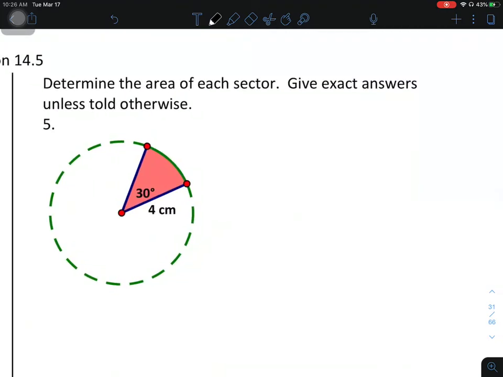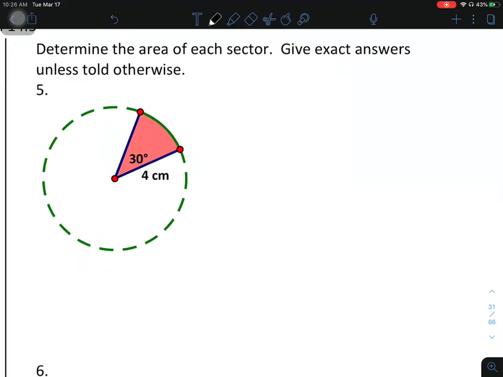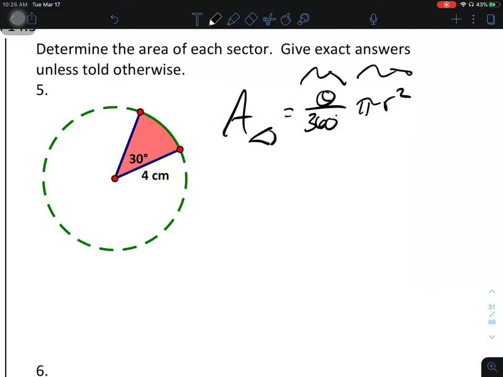Number 5, determine the area of the sector. So to find the area of a sector, we take the central angle divided by 360 degrees times the area of the entire circle. In other words, this is the portion of the circle, and this is the complete circle over here. I should use my laser. In this problem, our central angle is 30 degrees. That's times pi times 4 squared.